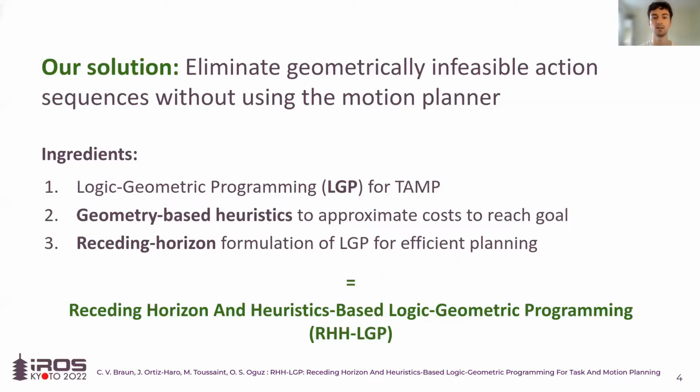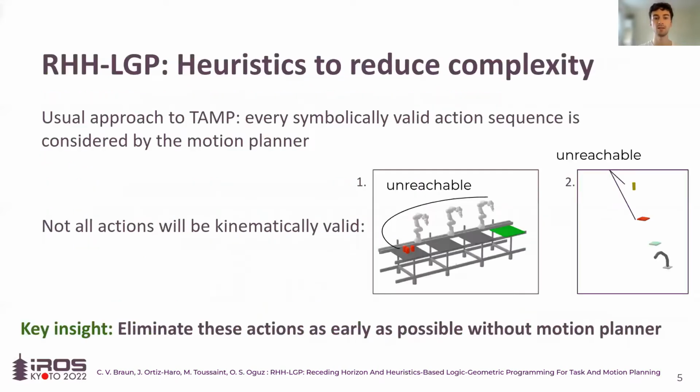This approach enables us to eliminate geometrically infeasible action sequences from the set of possible solutions without expensive costs to the motion planner. Secondly, we present a receding horizon formulation of LGP. The benefit of this approach is that large-scale problems can be partitioned into computationally tractable subproblems, which enables us to further increase the complexity of tasks that are successfully being planned. Let's have a look at our contributions in more detail.